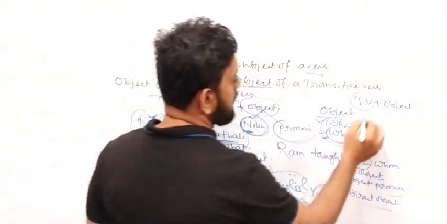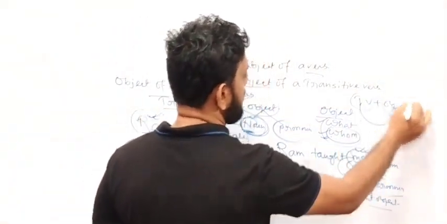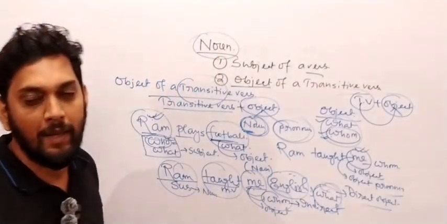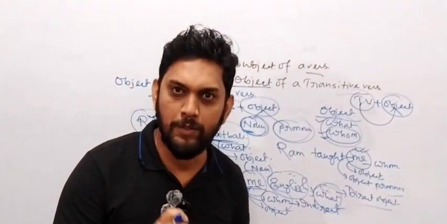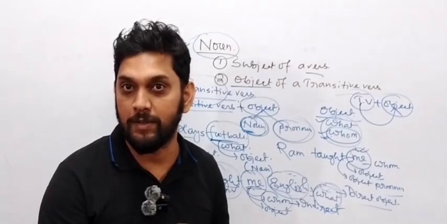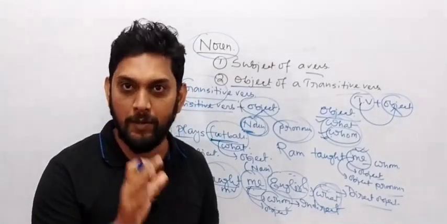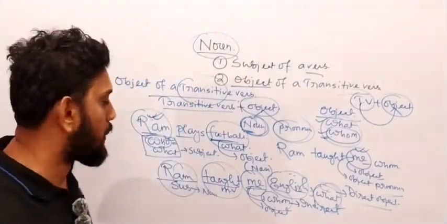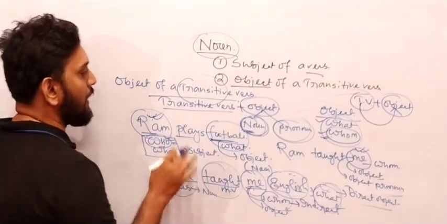That means after a transitive verb there must be an object. Always keep this in your mind. After a transitive verb, what should we use? Very good, object. Object may be a direct object or an indirect object, but there must be an object.